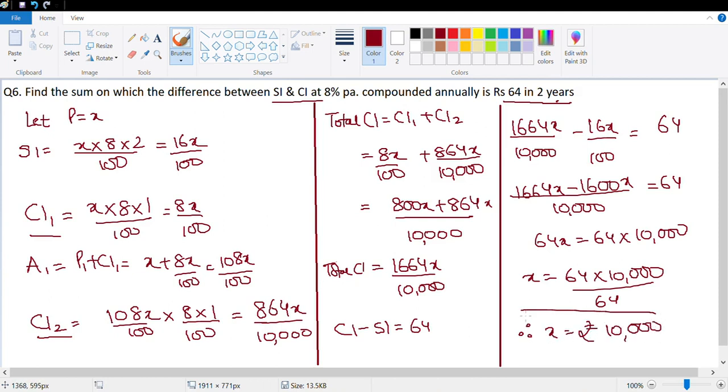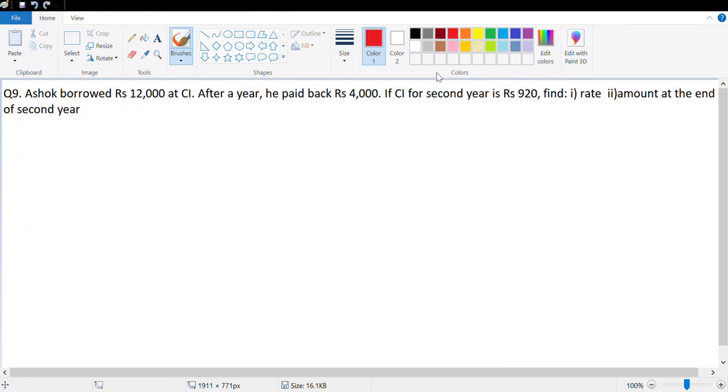So the original value or the original sum is 10,000, and on this 10,000, the difference of CI and SI would be 64 rupees. Good. Let's look at the next question. The next question we have is question number 9.